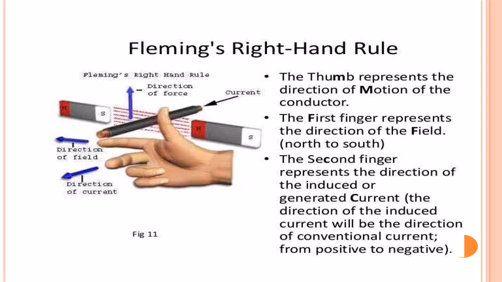The forefinger, middle finger and thumb are held in mutually perpendicular directions, where the forefinger indicates the direction of the magnetic field, the middle finger indicates the direction of the current, and the thumb indicates the direction of the force.